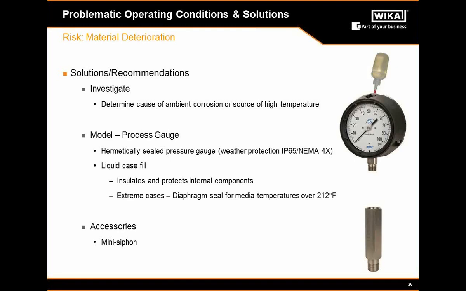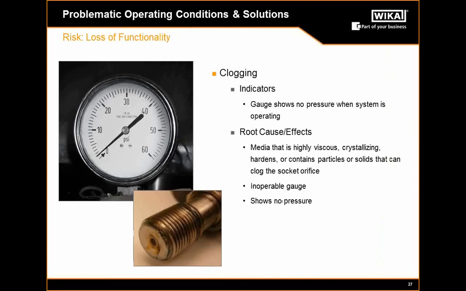The last category of gauge failure we have is loss of functionality. This is not necessarily going to lead to a release in your plant of any sort, but it can oftentimes be an indicator of gauge maintenance inside your plant. The first cause of loss of functionality would be clogging. Far too often people will look at a gauge and see that it's not working and assume the gauge is broken, when in actuality something has happened to prevent it from receiving pressure. The gauge won't show any pressure, and most often this comes from highly viscous, crystallizing, or hardened particles that have gotten into the socket of the gauge and prevented the pressure from reaching the measuring element.